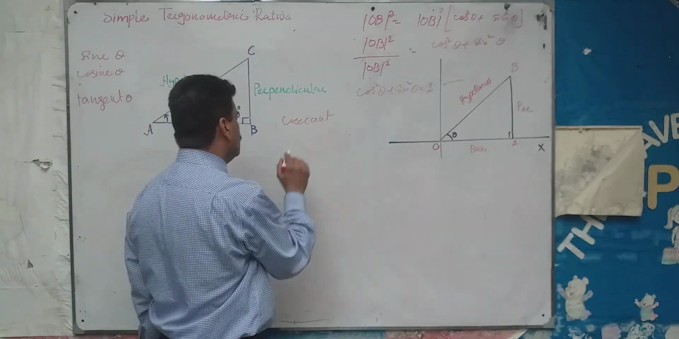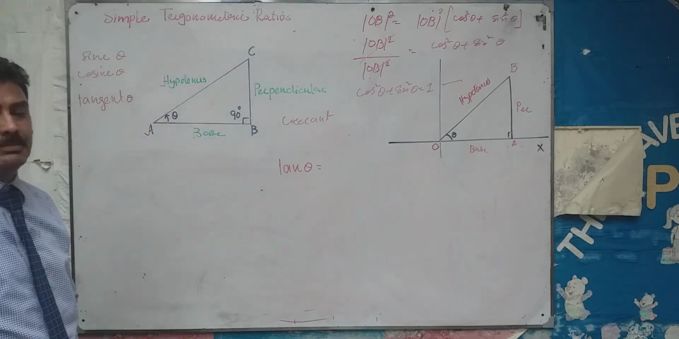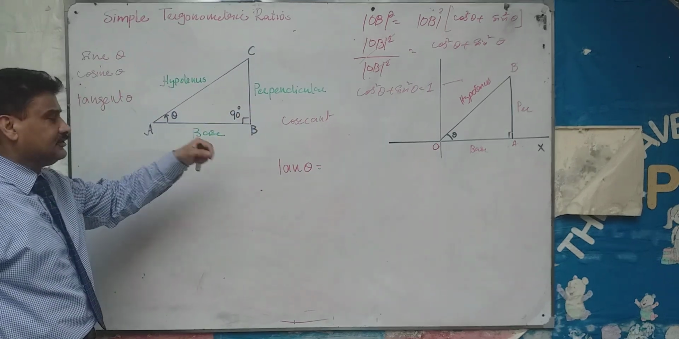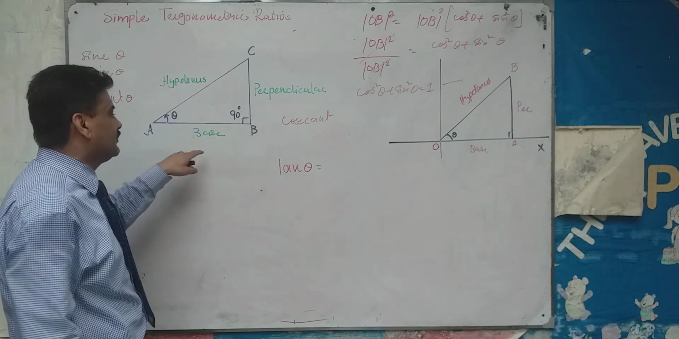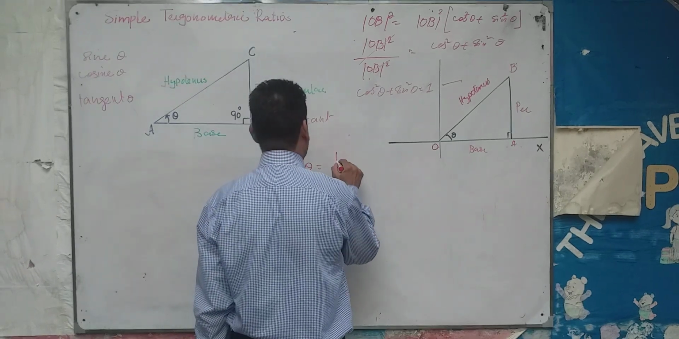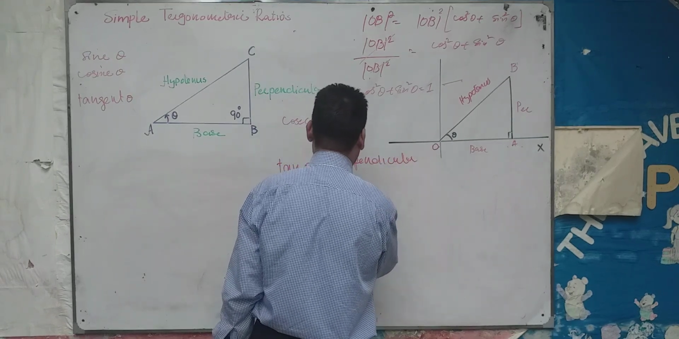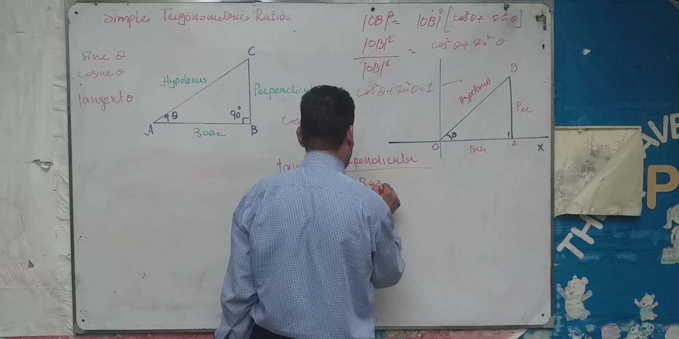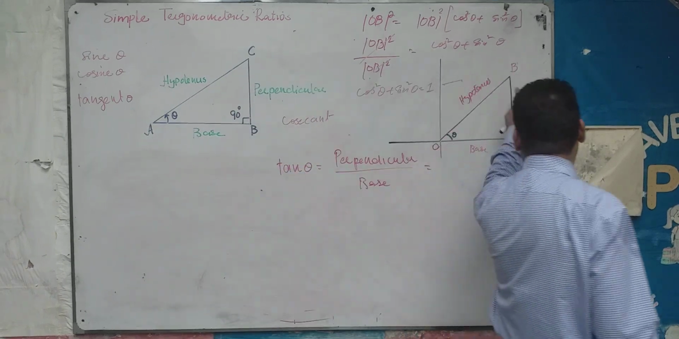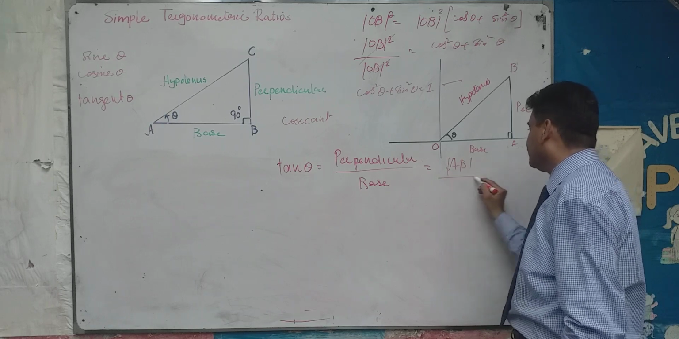Tan theta is the trigonometric ratio between perpendicular and base. We can write tan theta is equal to perpendicular by base. In this right angle triangle, the perpendicular is the side AB, so we write AB by base, which is OA.